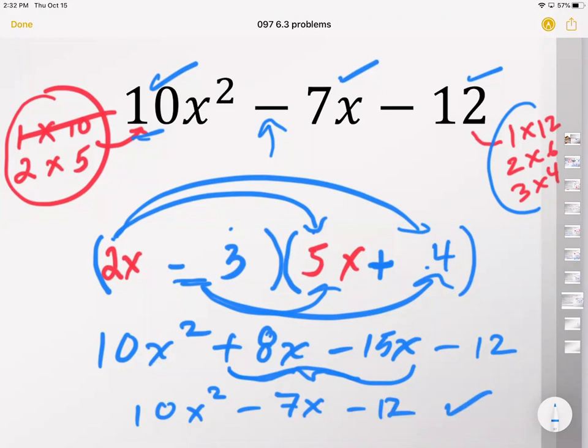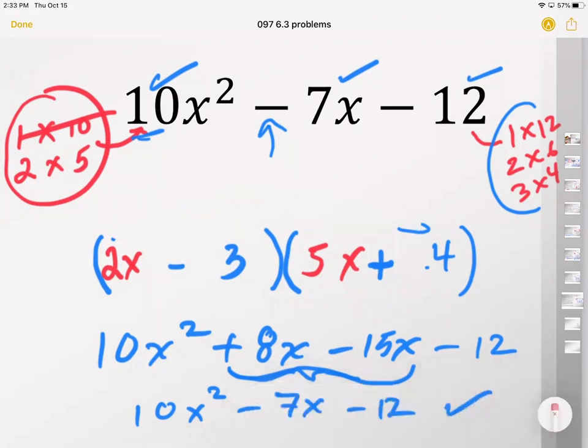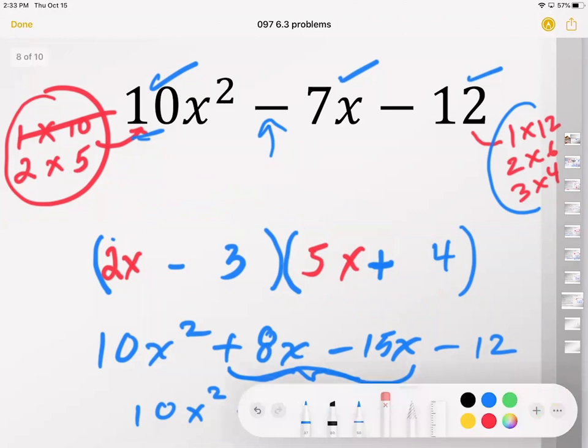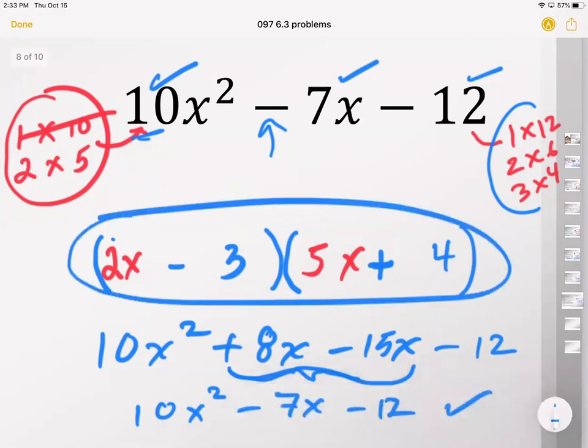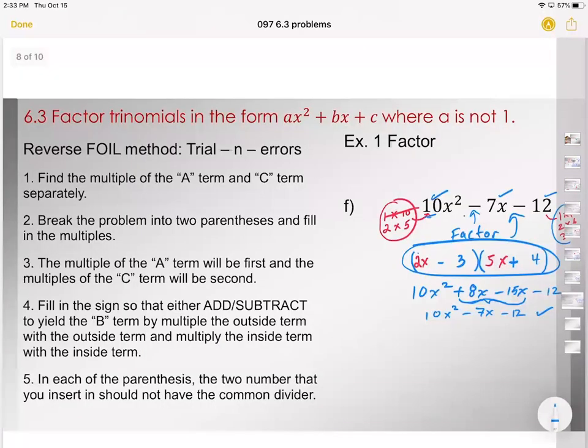So we know this is what we did. We did the inverse FOIL, and the inverse FOIL gave me this item. And that is our answer, ladies and gentlemen. This is the factor of this trinomial. So if you remember, in chapter 5 we FOILed them in. Now we need to factor them out. And our goal is to mix and match your items so that you can find that multiple.